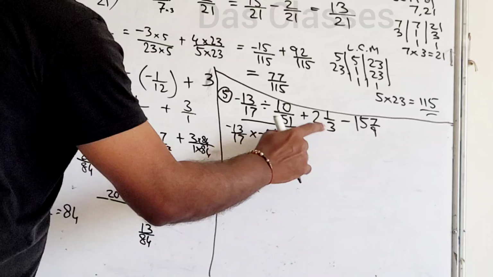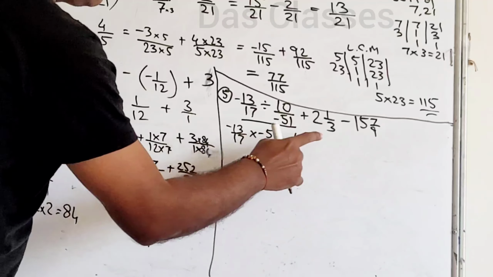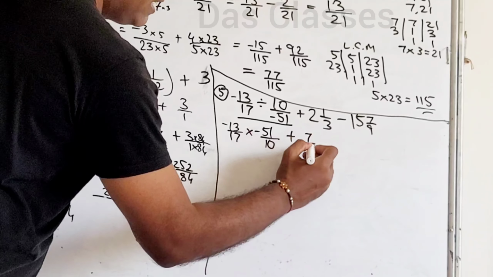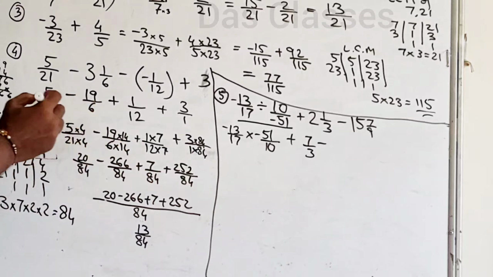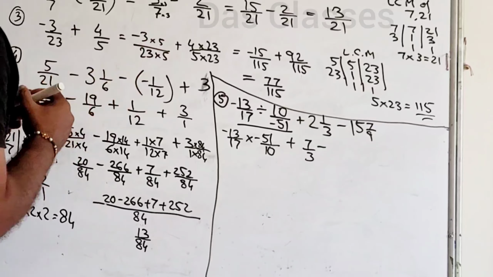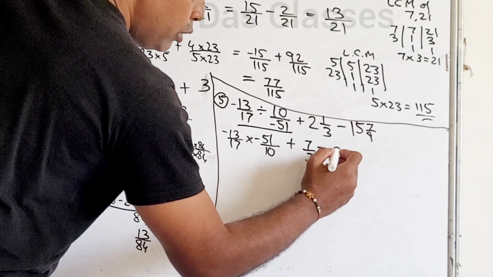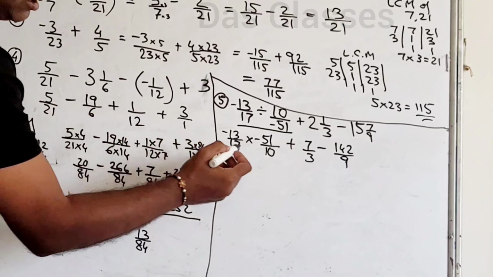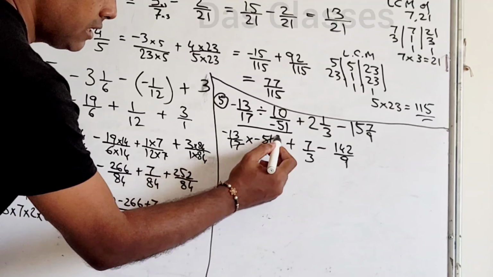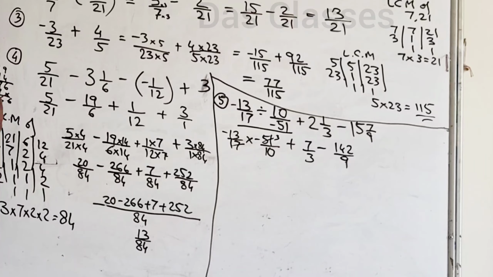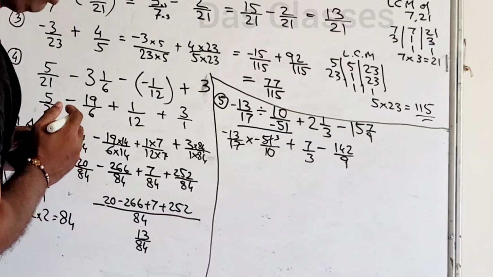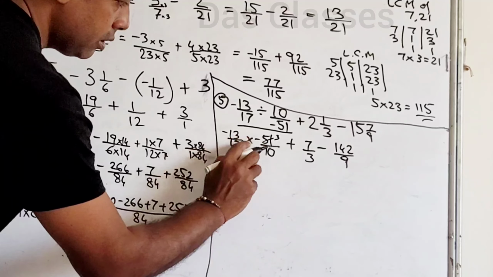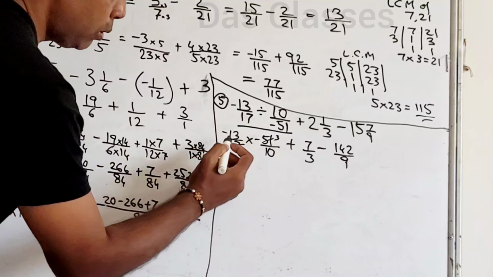But as this is in the form of a mixed fraction, let's convert it into a vulgar fraction. 3 2s are 6, 6 plus 1, 7, 7 upon 3. And this one, 15 9s are going to be 135. 135 plus 7 is going to be 142 upon 9. So let's solve this part. 17 3s are 51. Anything else is cancelable? No. So the final answer is going to be, now let's multiply numerator by numerator and denominator by denominator.